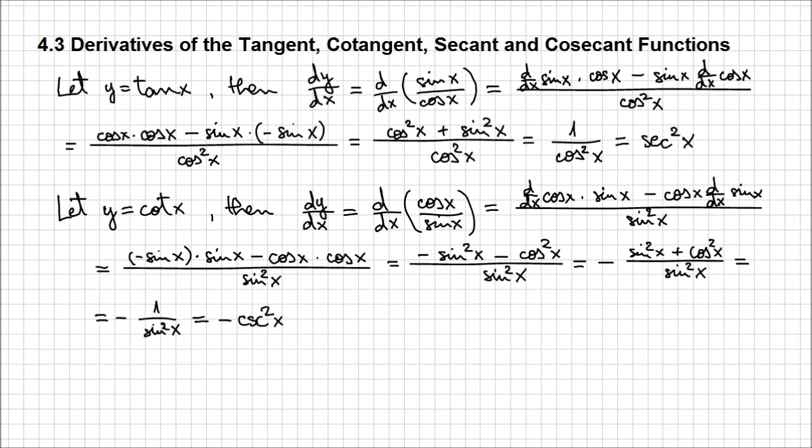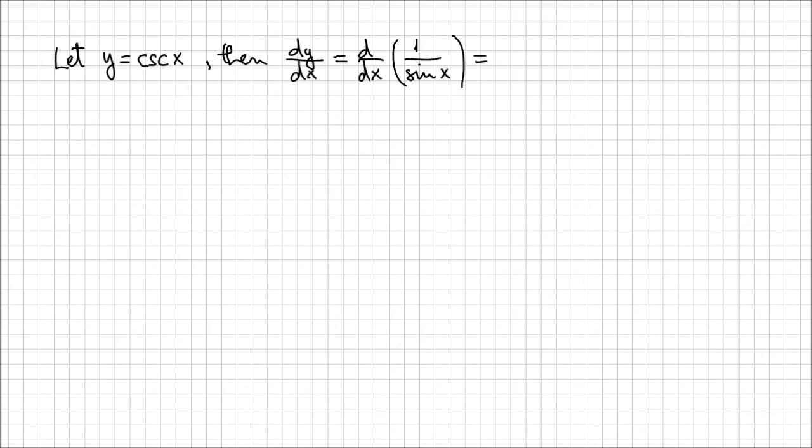Now let's calculate the derivatives of the reciprocal functions and start with cosecant of x. Cosecant is 1 over sine of x, so for its derivative we're going to calculate d dx of 1 over sine of x. It's a quotient, it's actually a simple quotient, but we could calculate this as a power, but I'm going to use just the same quotient rule. So you're going to have d dx of 1 times sine of x minus 1 times d dx of sine of x over sine square of x.